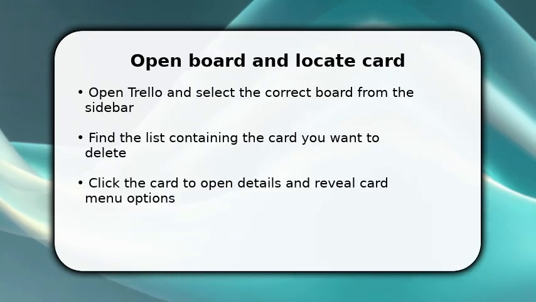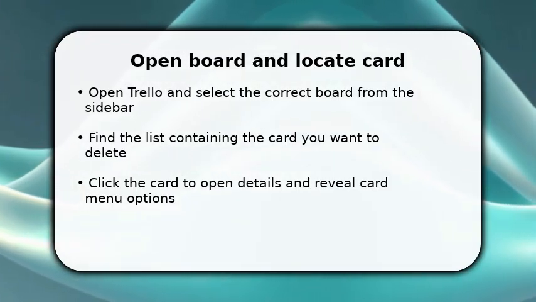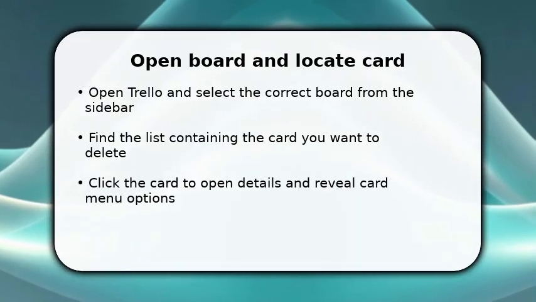You need Archive before Delete. Trello hides Delete behind archived items. If you don't see options, check that you have permission to edit the board.